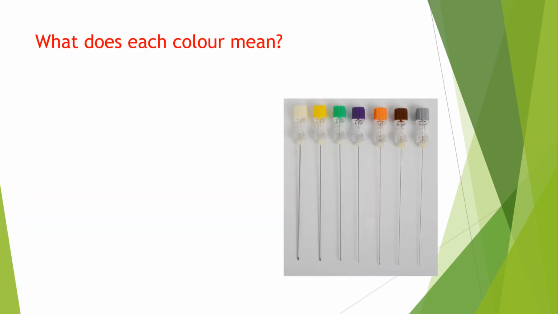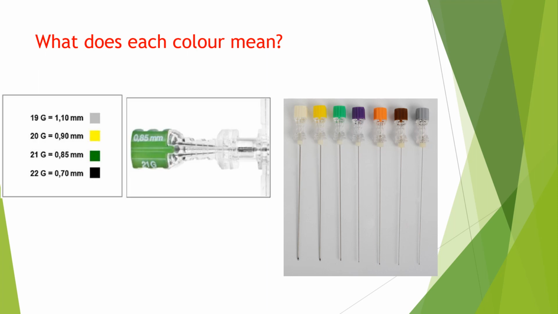How to identify the spinal needle? They are very thin and they are very long. Two things. Three, it has got a stylet. A needle with a stylet. Thin, long. And there are different colors as you can see. Each color represents a particular gauge: 19, 20, 21, 22. Like that it goes. Different gauges are there.